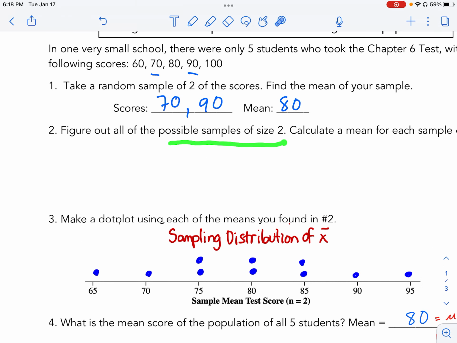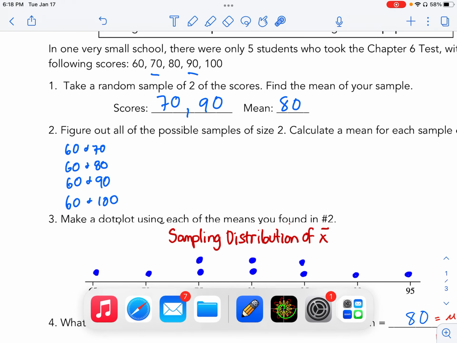What are all the possible samples of size 2? And calculate the mean for each one. Now, each sample will give you a different approximation for the mean. So first you could have 60 and 70. You could have 60 and 80. Let me do all the 60s first. 60 and 90, or 60 and 100. So I'm just pairing up 60 with all the others. And then you can do those averages.